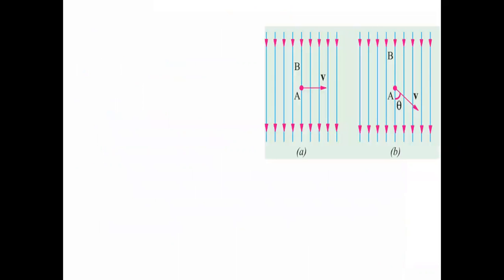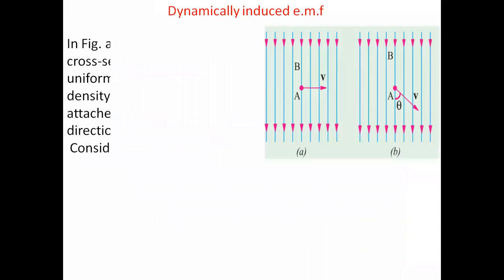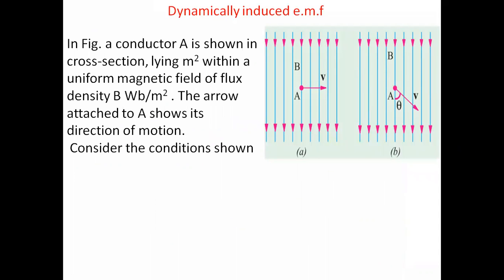So here you can see dynamically induced EMF. The first one is dynamically induced EMF. In this figure, a conductor A is shown in cross section lying at right angles within a uniform magnetic field. Here this is the conductor, placed in between the uniform magnetic field, which is from north to south pole. The arrow attached to A shows its direction of motion.